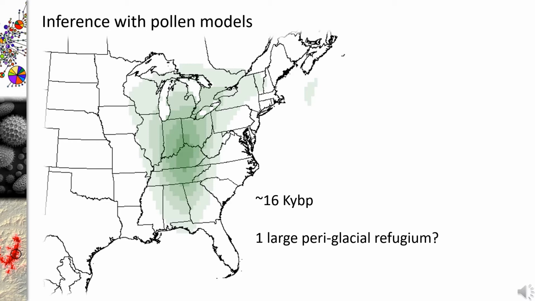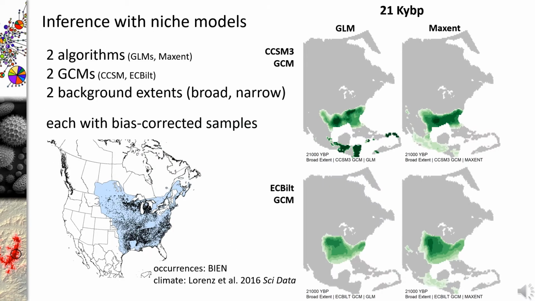What this suggests is that there was one very large periglacial refugium and perhaps a much smaller one out in the east coast. In the second line of analysis, we applied ecological niche models. We used two different algorithms, two different global circulation models for past paleoclimate, and two different background extents. We also corrected for undersampling of certain areas. This gave us 8 different possible outcomes.